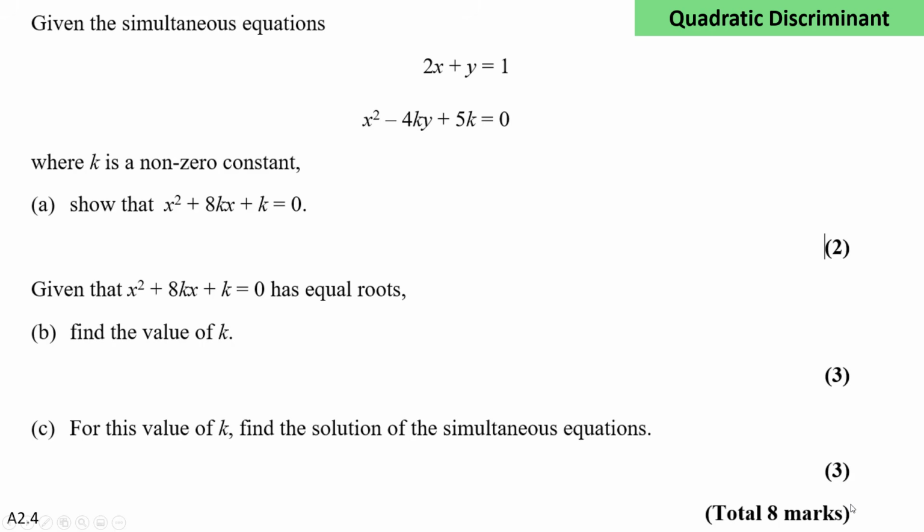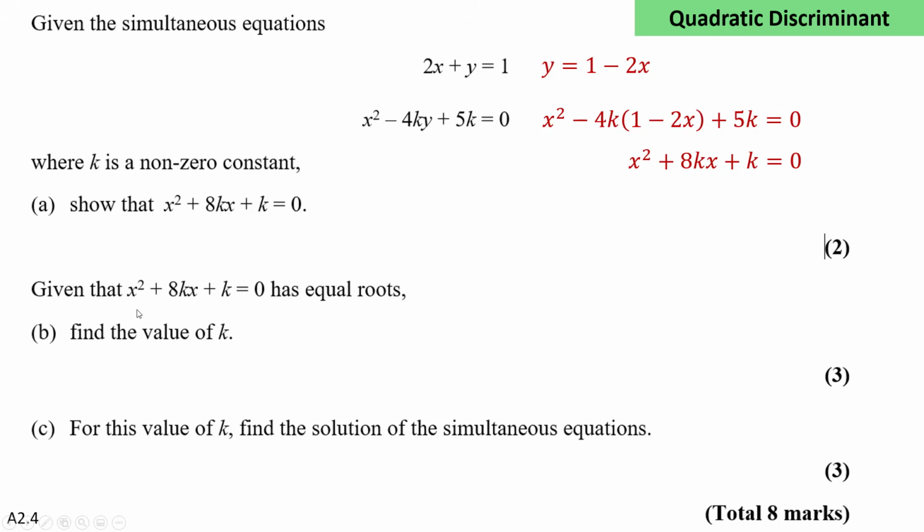Here's another simultaneous equation question, but this time it's combined with the use of the quadratic discriminant. We're given these two simultaneous equations, where now k is some non-zero constant. And we have to show that the quadratic we get when we eliminate y is x squared plus 8kx plus k equals 0. So we rearrange the linear equation to get y equals 1 minus 2x. We substitute into the quadratic equation, we expand and simplify, and we get the quadratic as requested.